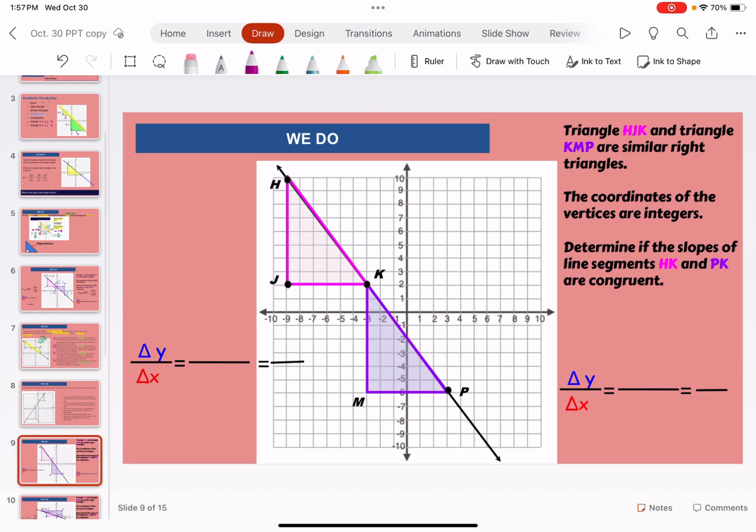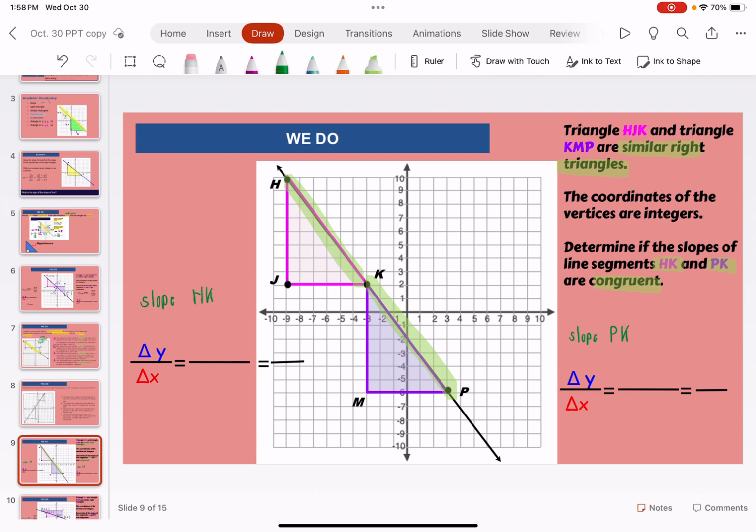Okay, so then our last one we're going to do together reads: triangle HJK and triangle KMP are similar right triangles. The coordinates of the vertices are integers. Determine if the slopes of line segment HK and PK are congruent. So again, we have to find the slope of HK and the slope of PK. From here, I'm going to highlight HK and PK. And as you can see, they're all on the same line, right? That same linear relationship, that same linear equation.